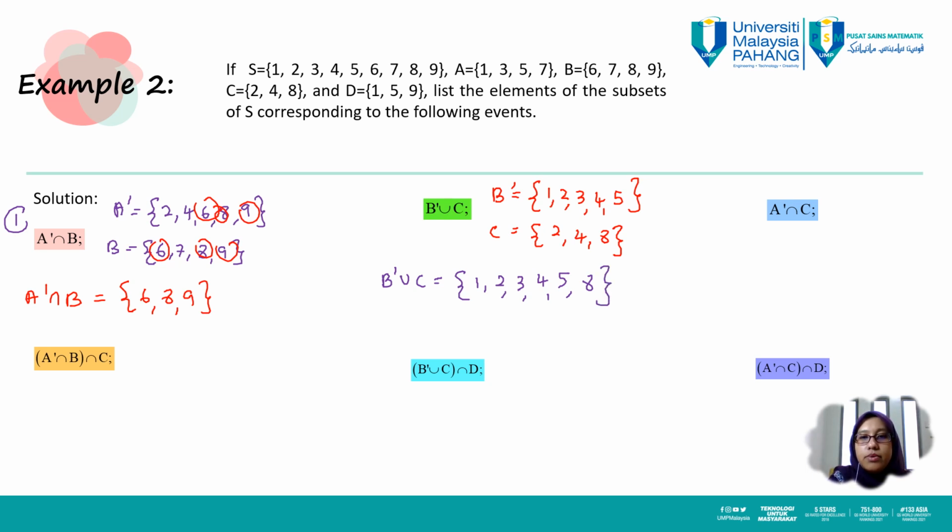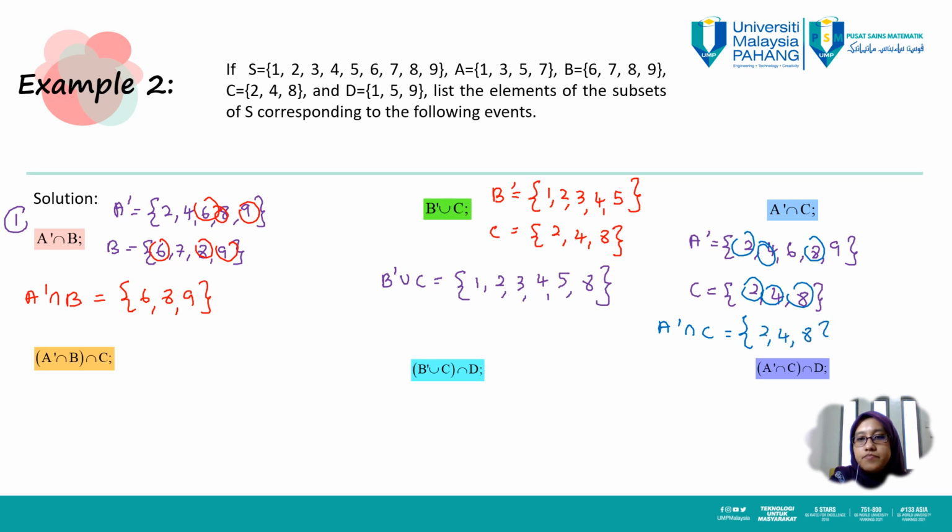Alright, how about A prime intersect with C? We already have the value for A prime. From the first one, A prime is equal to 2, 4, 6, 8, and 9. Element C is equal to 2, 4, 8. So what is the A prime intersect with C? We just find the same elements between these two. So we have 2, 4, and also 8. So the element is 2, 4, and 8.